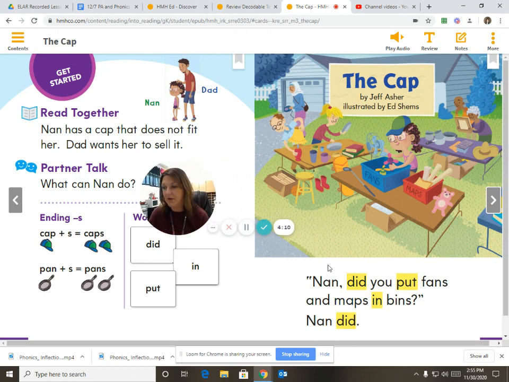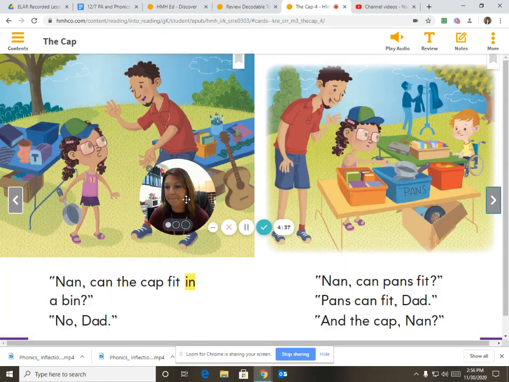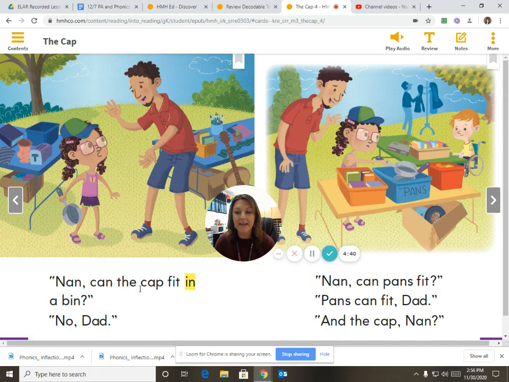All right, let's start reading The Cap by Jeff Asher, illustrated by Ed Shems. Nan, did you put fans and maps in bins? Nan did. Let's read that together again. Nan, did you put fans and maps in bins? Nan did. Nan, can the cap fit in a bin? No, Dad. Let's read it again. Nan, can the cap fit in a bin? No, Dad.